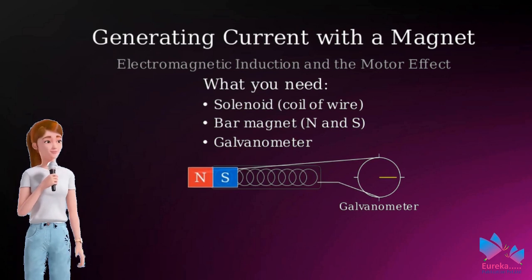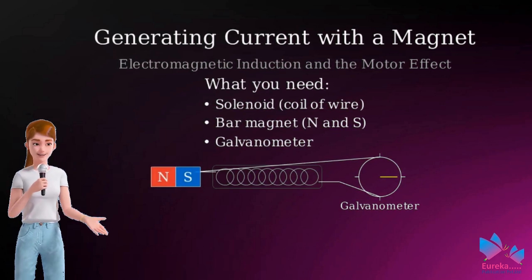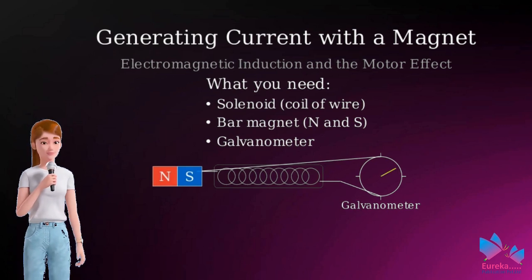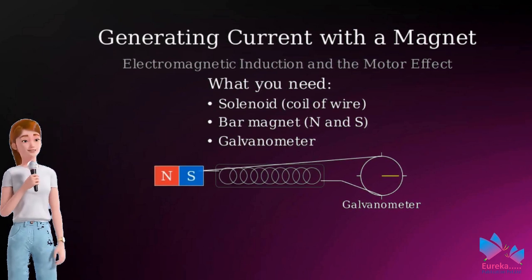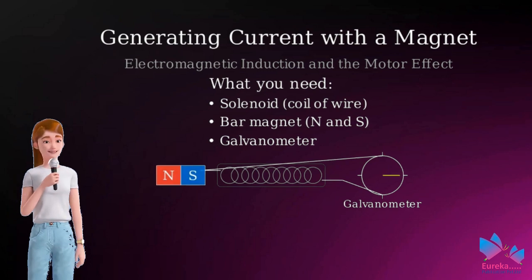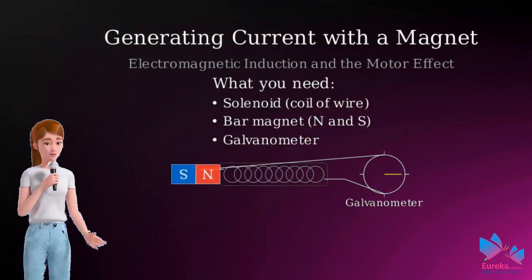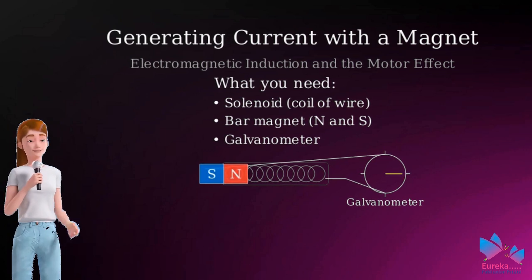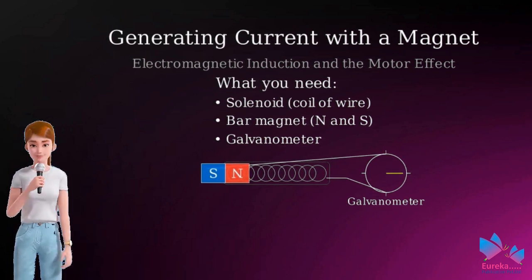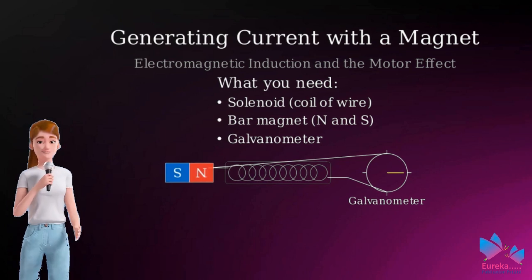Now pull the magnet out quickly. The galvanometer needle flips the other way. When motion stops, it returns to zero. Now repeat with the south pole. We reverse the magnet, so the south pole faces the coil. Push in quickly. The needle deflects in the opposite direction compared to the north pole. Pull it out, and the needle reverses again.